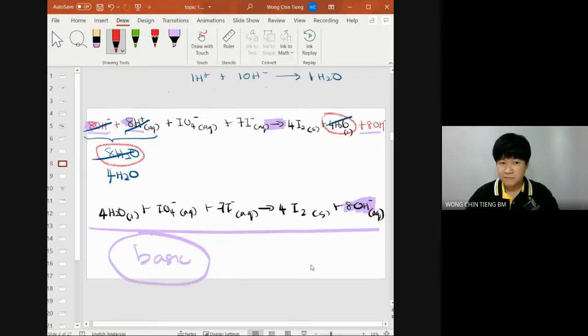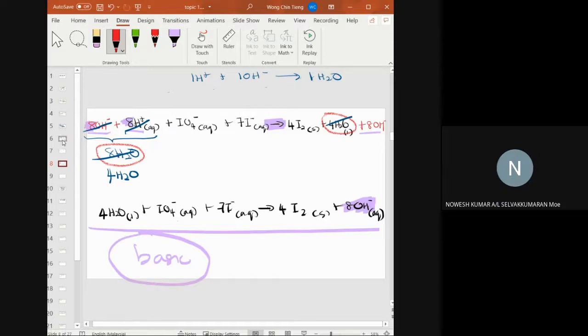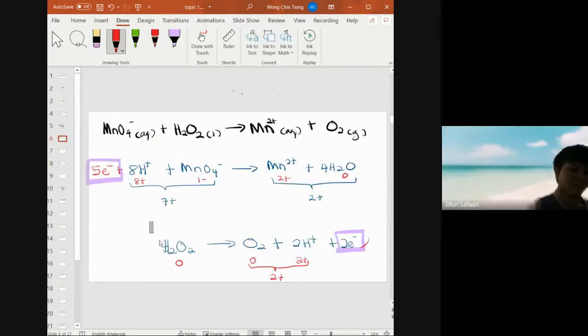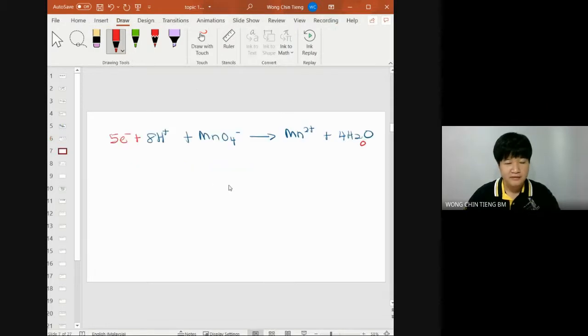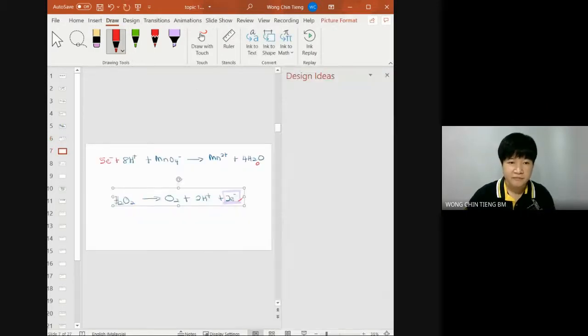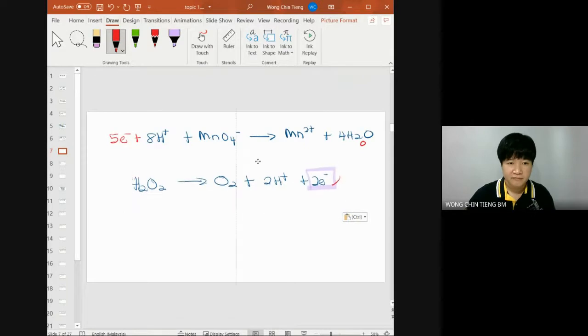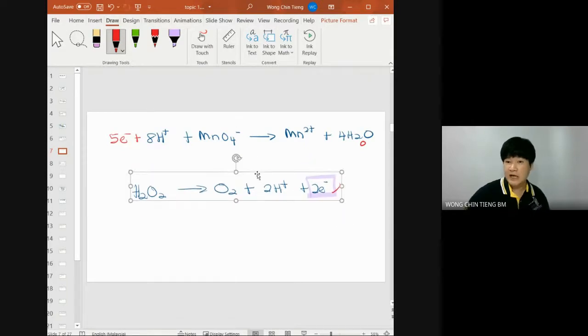Anybody? Balance electron. Kita balance the electron. And in this case, how do we balance the electron? Kita darab bertentangan. Betul? Kita akan darab bertentangan.